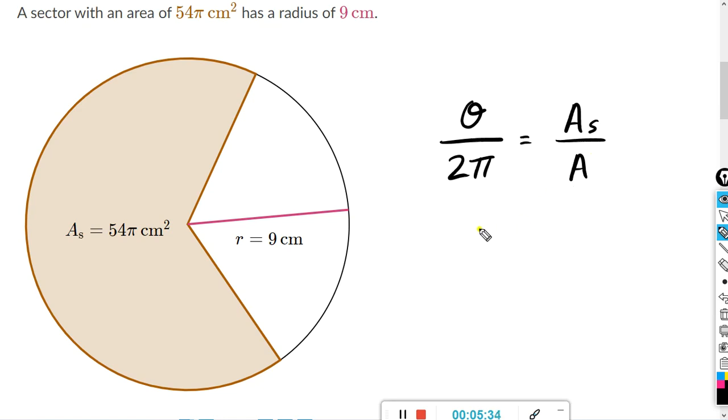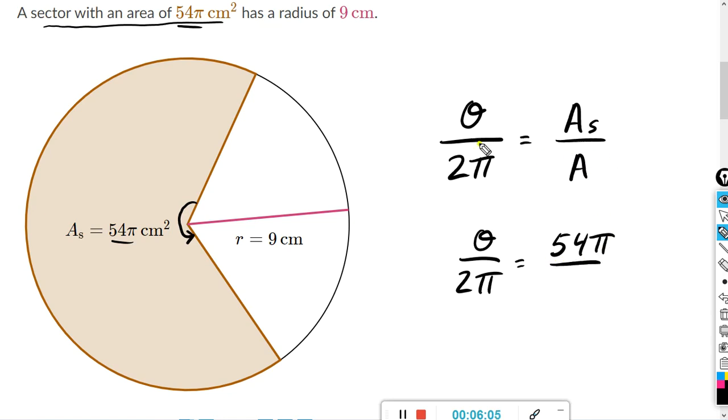All right. So they want us to find the central angle. That would be this angle right here. Okay. So that's what we're looking for, theta. Divided by 2 pi. The area of the sector, they gave us the area of the sector, 54 pi, and you can see it in the diagram. So area of the sector is 54 pi.